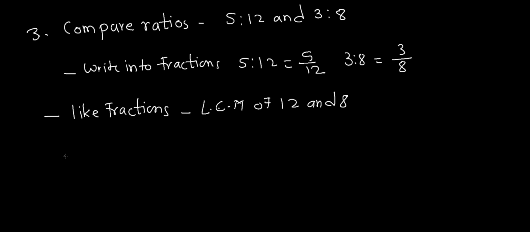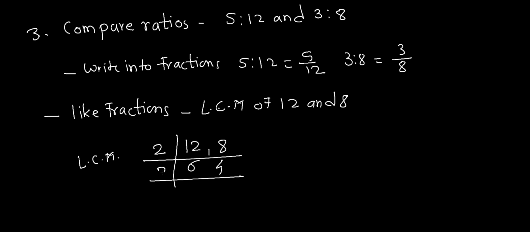To calculate the LCM, we will use the common division method. 2 into 12 and 8: 2 6s are 12, 2 4s are 8, 2 3s are 6, 2 2s are 4. So the LCM is 2 into 2 into 3 into 2, that is 24.